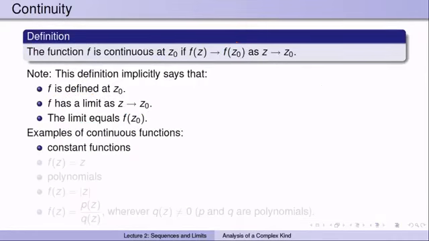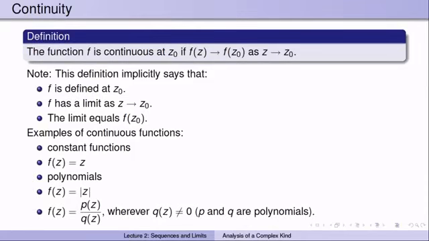Examples of continuous functions are constant functions, the function f of z equals z, polynomials, f of z equals the absolute value of z, and f of z equal to a polynomial divided by some other polynomial, but you can only look at points where the denominator is not 0, because otherwise you'd be dividing by 0, and then you would not have a limit.